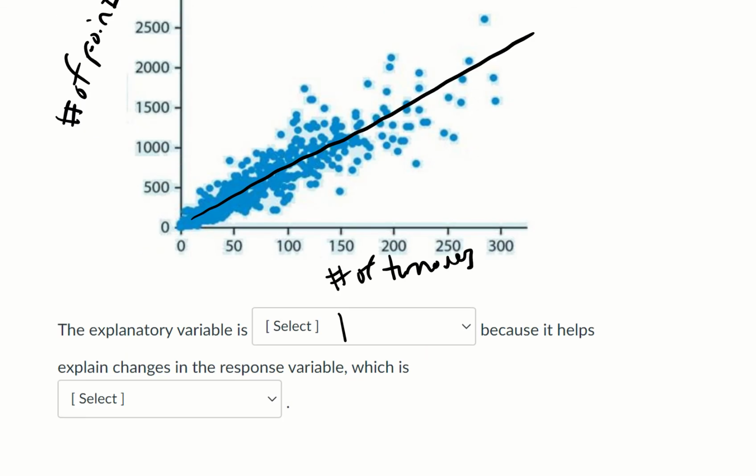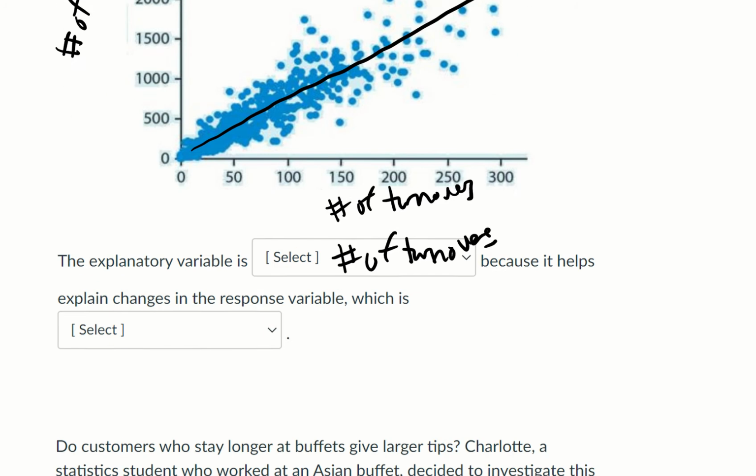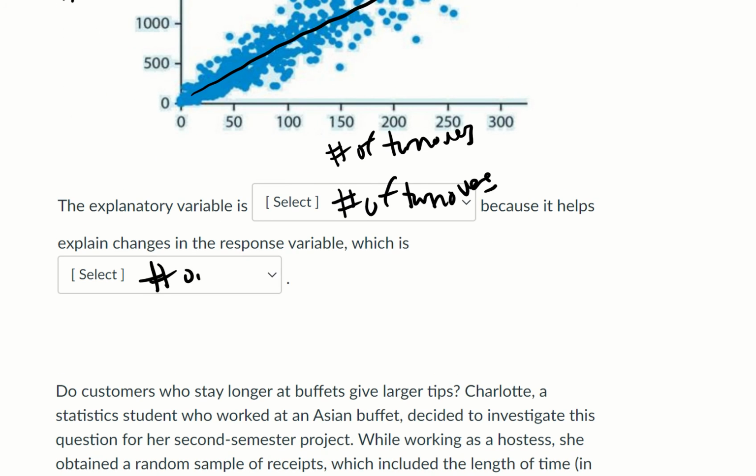So the explanatory variable is the number of turnovers because it helps explain changes in the response variable, which is the number of points.